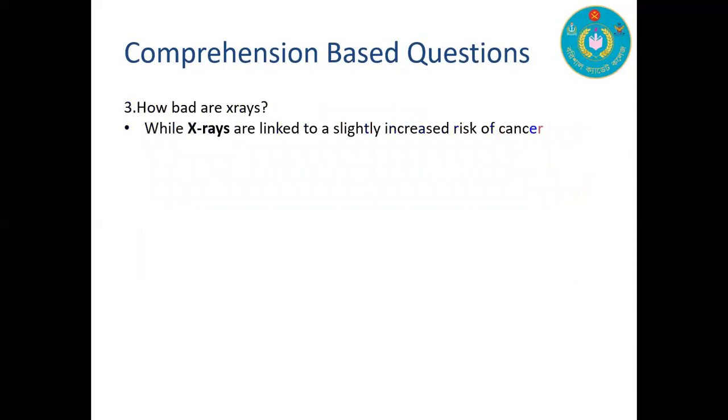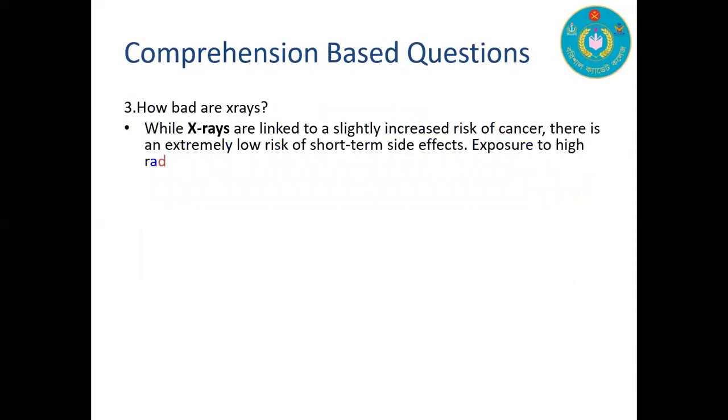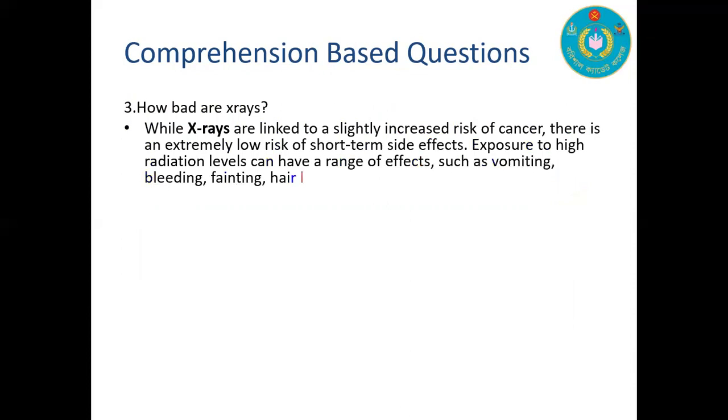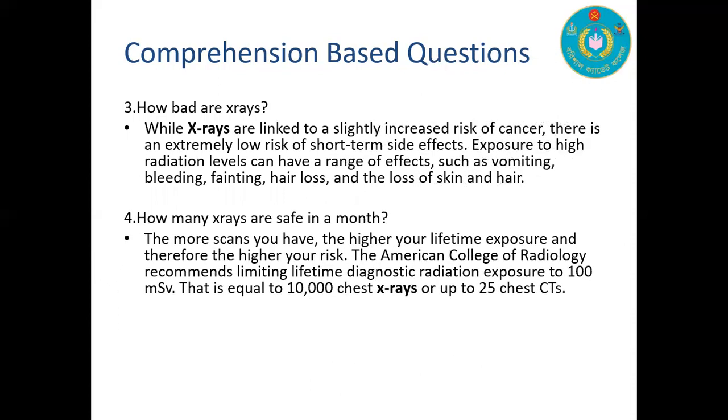Next question is, how bad are X-rays? While X-rays are linked to a slightly increased risk of cancer, there is an extremely low risk of short-term side effects. Exposure to high radiation levels can have a range of effects such as vomiting, bleeding, fainting, hair loss, and the loss of skin and hair. Next question is, how many X-rays are safe in a month? Here the answer is up to 10,000 chest X-rays or up to 25 chest CT scans.